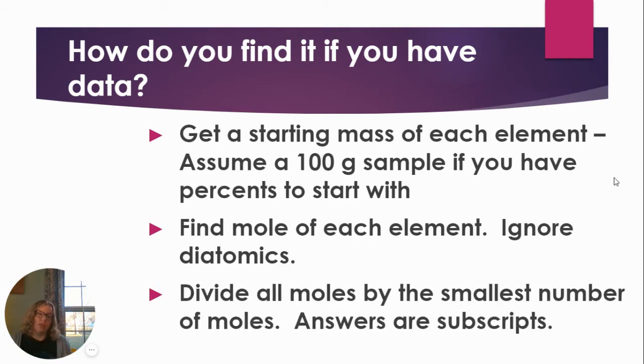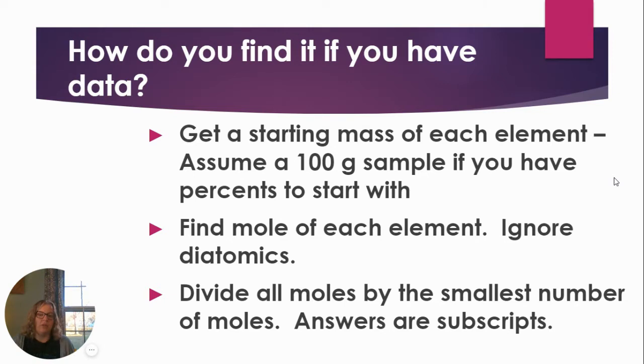Then what you're going to do is take the smallest number of moles that you get from your calculation, whatever that happens to be, and divide all of the moles by that number. And what that does is it says, well, this is going to be the number 1 in my compound. And what I mean by that is it's the subscript of 1. So for every one of this element, I'm going to have so many of the other element.